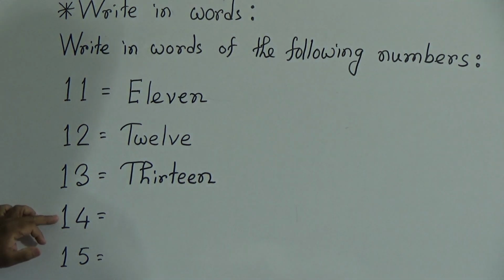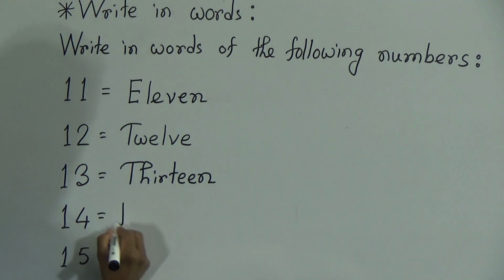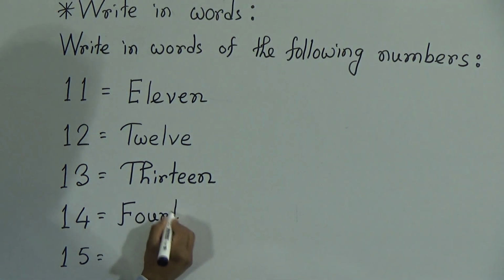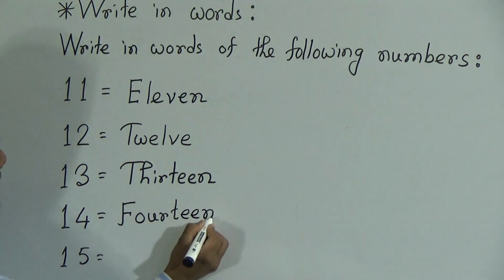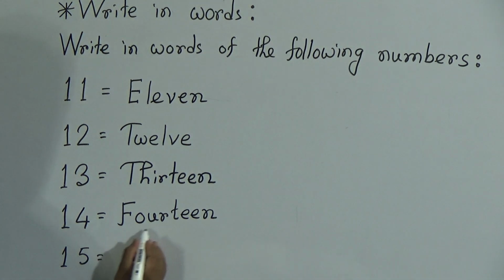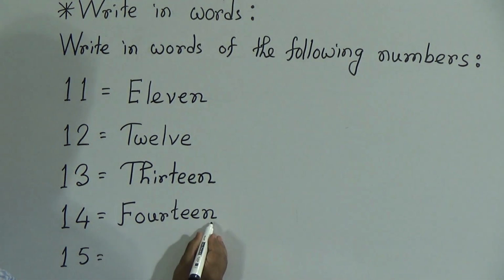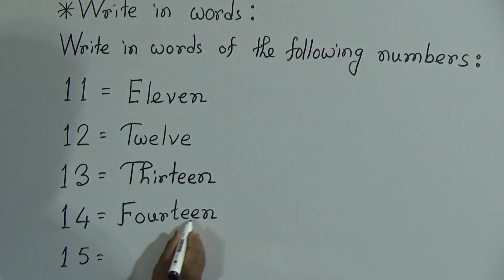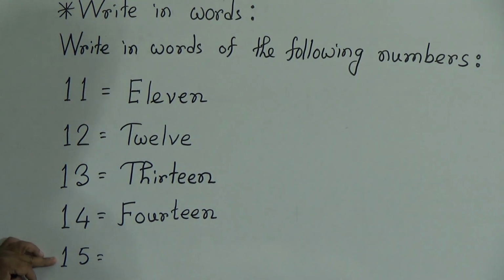Okay, next number is 14. 1 and 4 makes the number 14. My dear students, the spelling of 14 is F-O-U-R-T-E-E-N, 14. But it is better to say F-O-U-R-T-E-E-N. Okay, 14.